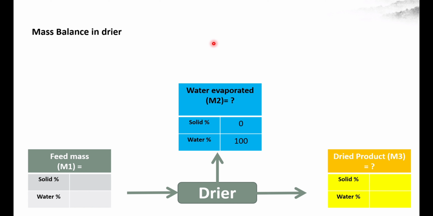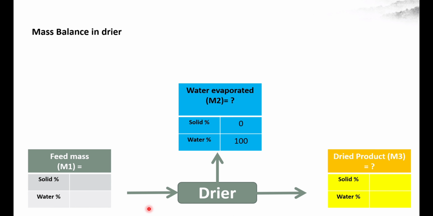Mass balance in a dryer involves equating the amount of input and the amount of output. In case of a dryer, one stream is entering the dryer and there are two streams coming out of the dryer. So the feed mass is entering the dryer. There will be water vapor evaporated as one stream, and there's another stream where a dry product will be collected. So in this case, to solve a drying problem, we will be expected to find the mass of all three streams.